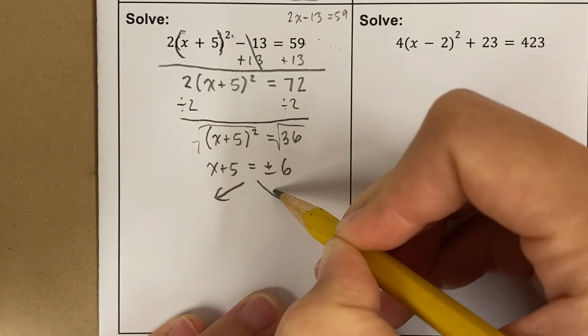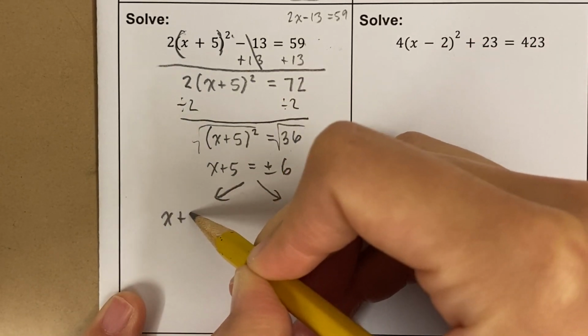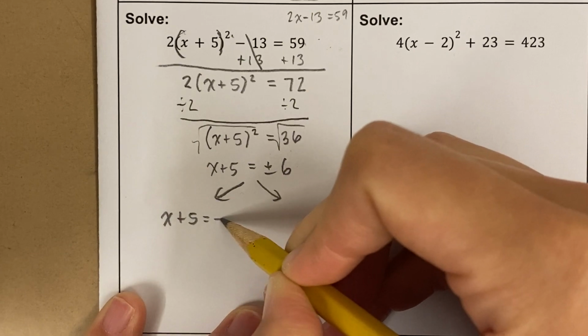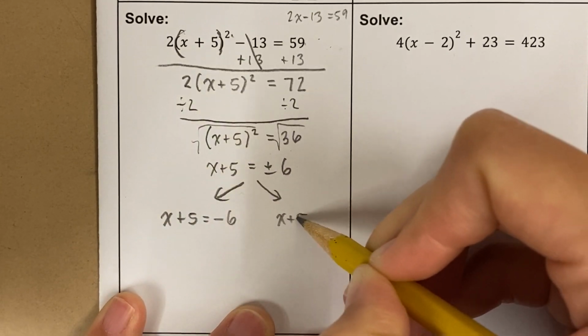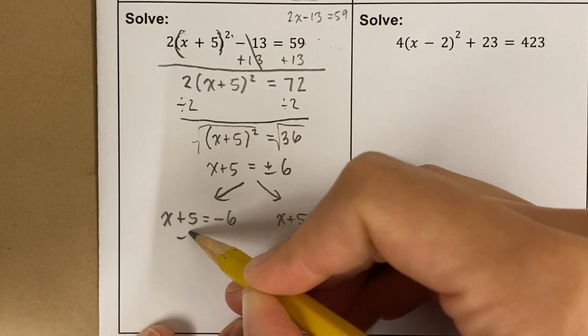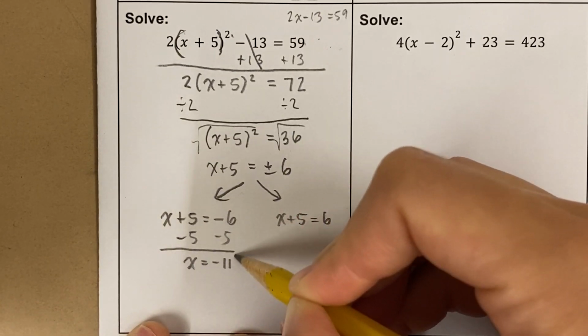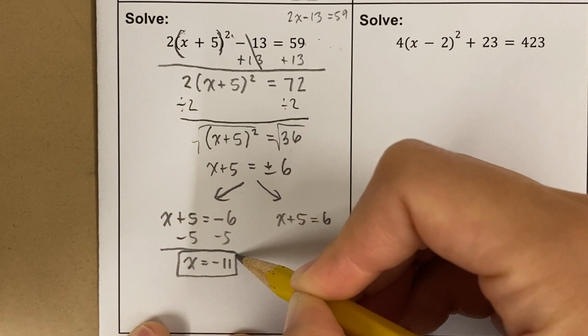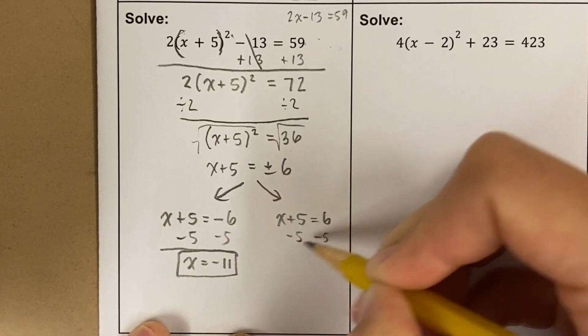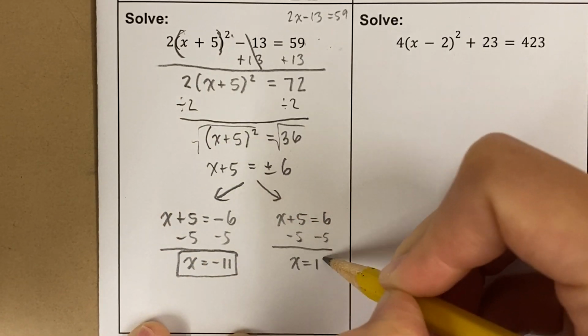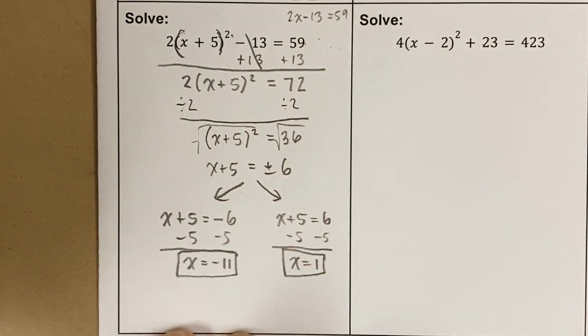And as soon as we see that plus or minus sign, that's when I say, oh, this is actually going to be two equations, right? Because this could be a negative 6 or it could be a positive 6, and those are two completely different solutions. And there's my answer.